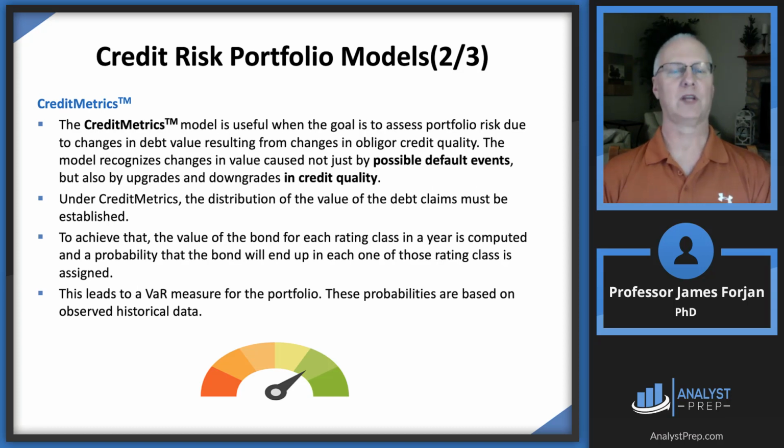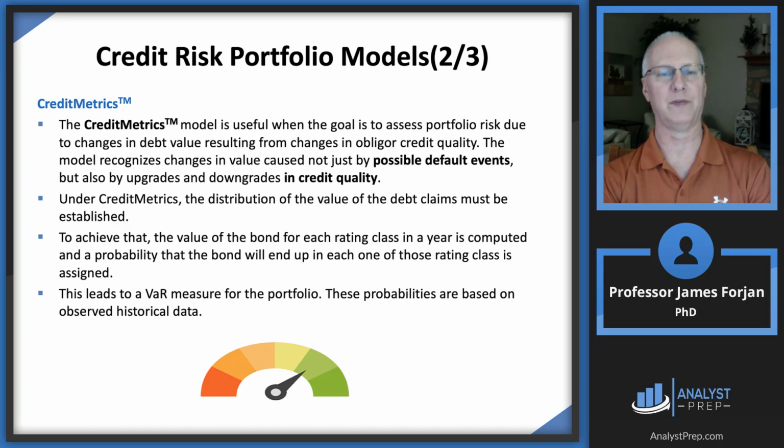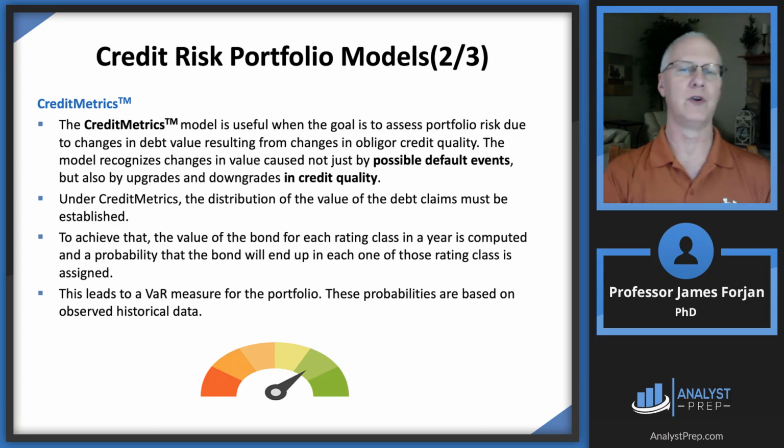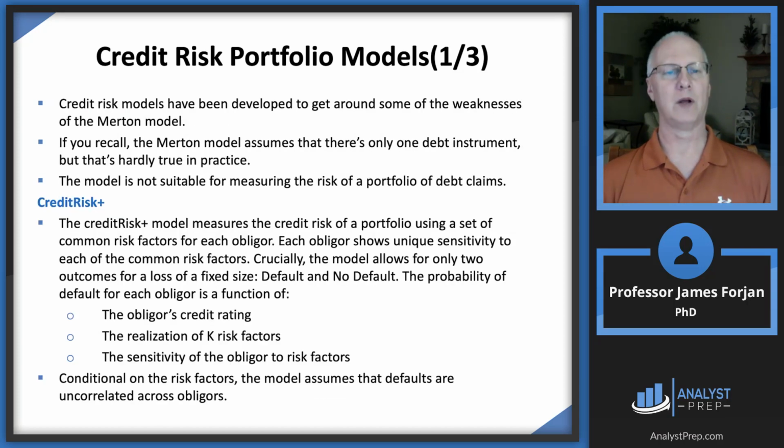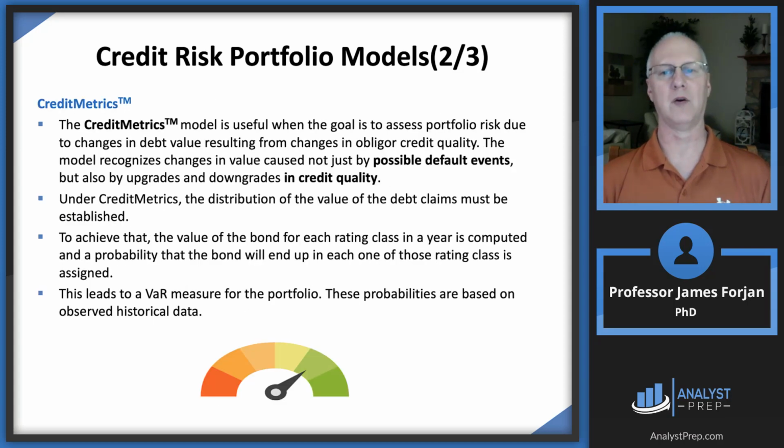Now, the CreditMetrics model, which of course has been trademarked, is useful to assess portfolio risk due to changes in the value of that original bond because of changes in the obligor's credit quality. All right, so we're not just concerned by possible default events, default or no default, like back in the CreditRisk+ model. But here, we need to concern ourselves with upgrades and downgrades in credit quality.